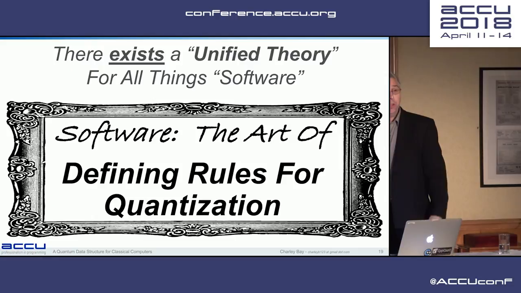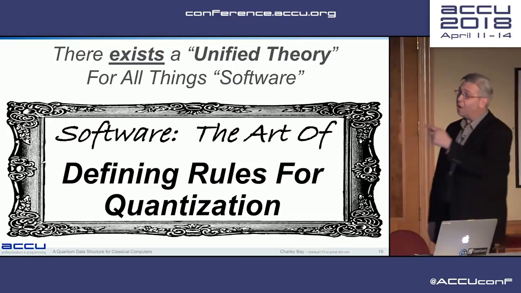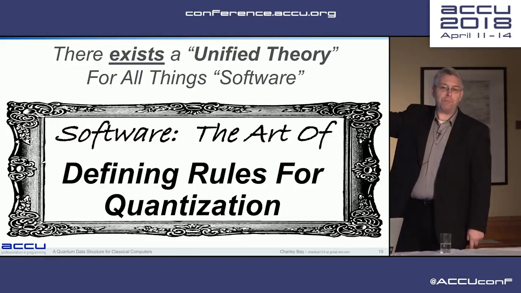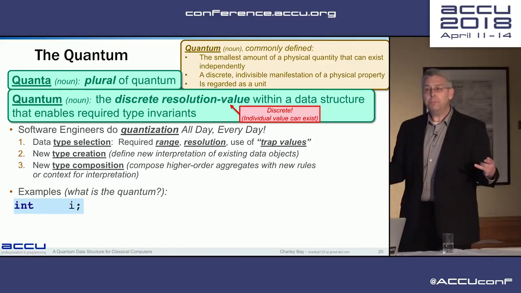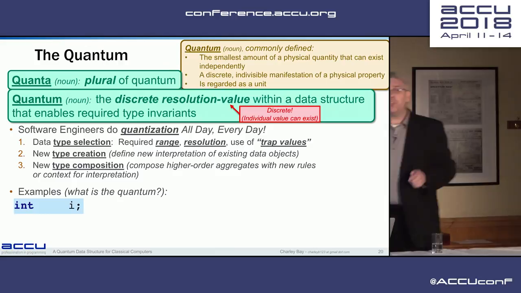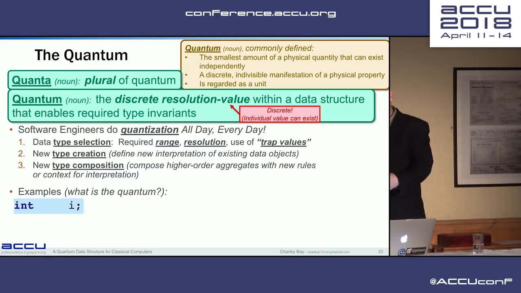The poor hardware guys, they have a lot of work to do. But the software people, this is what we've been doing all along. This would just be recasting all of the software industry. How do you measure stuff? The quantum. There's the plural, which is quanta, but quantum. The quantum is the discrete resolution value within a data structure, within something you measure, that enables type invariance. So a bool, the quantum's gonna be some Boolean value, true, false, but we have these higher order data types. Let's look at the basic ones real quick.